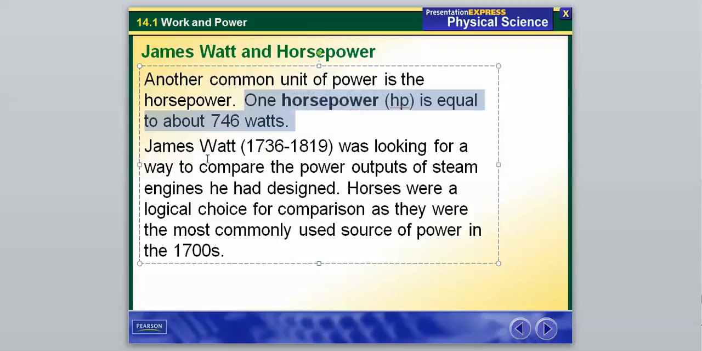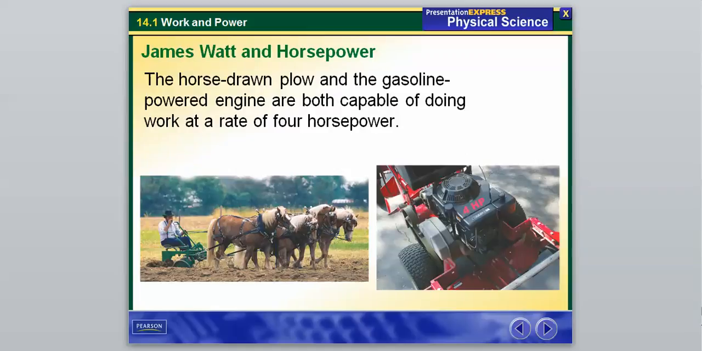James Watt, where you can probably guess our SI unit came from, was looking for a way to compare the power outputs of steam engines he had designed, and horses were a logical choice for comparison as they were the most commonly used source of power in the 1700s. So really, he was comparing the engines that he created to the amount of work that a horse could do. That's where he came up with horsepower: if you could do the work of 1 horse, then you had 1 horsepower. If his engine could do the same amount of work as 10 horses, then it was a 10 horsepower engine.